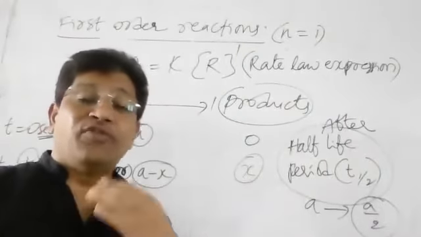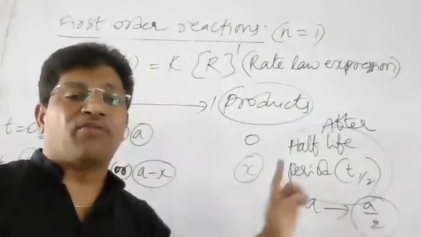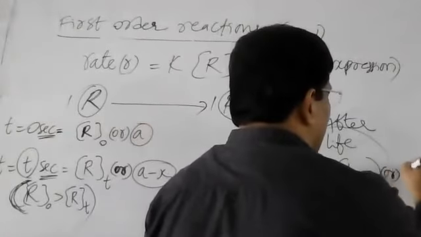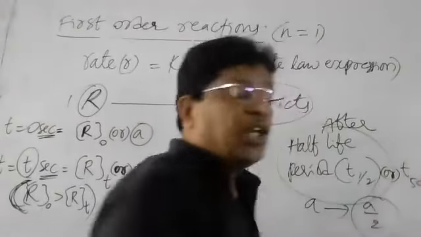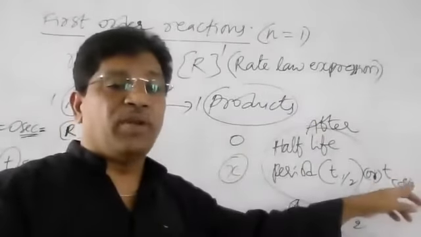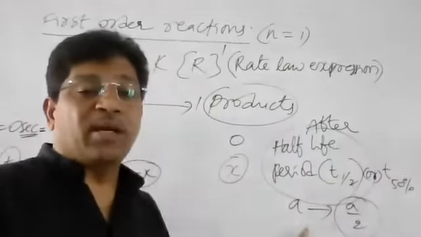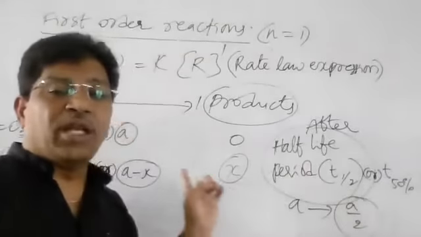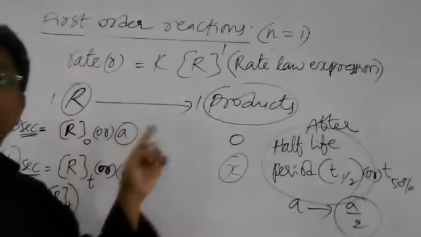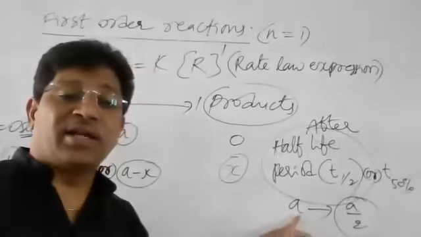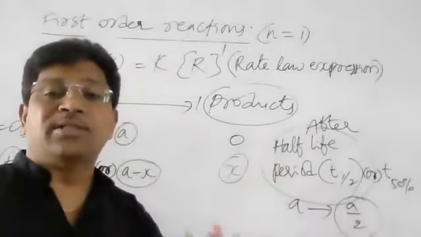The time taken for 50% of the reaction to be completed is called half-life. This t half is also taken as t 50%. So t 50% or t half means half-life period. The initial concentration A becomes A by 2. That means if you take initial concentration R naught, the R naught becomes R naught by 2 after the half-life period. After one half-life period, the initial concentration of reactant A becomes A by 2. That concept keep in mind.